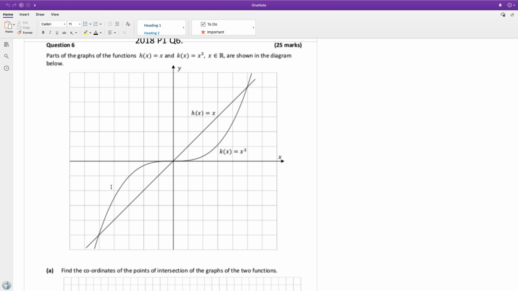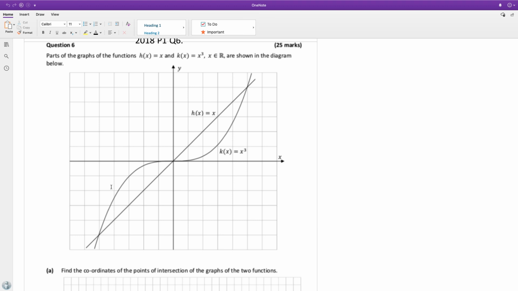Right, so it made it a lot easier for us in this one, thank God we don't have to draw it. We'll still have to do step 1 and step 3. Step 1, I'm going to figure out the points of intersection. I'm going to do a simultaneous equation of these two: x equals x cubed, and off you go.